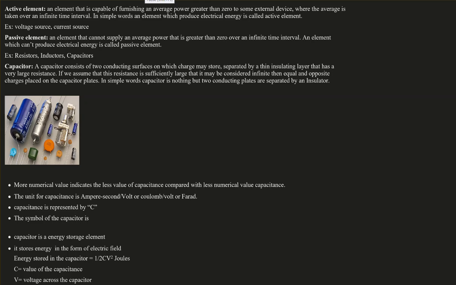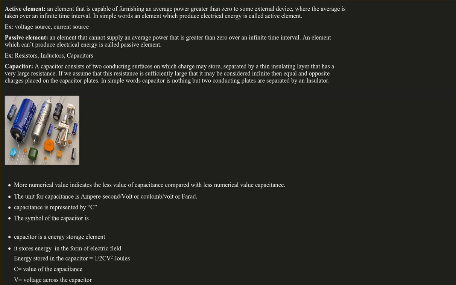In this video, I'm going to talk about capacitors. Before going to the capacitor, every element is divided into two categories. The elements we know: capacitor, inductor, resistor, and voltage source, current source. Those are the elements. There are two types of elements: one is an active element, another one is a passive element.